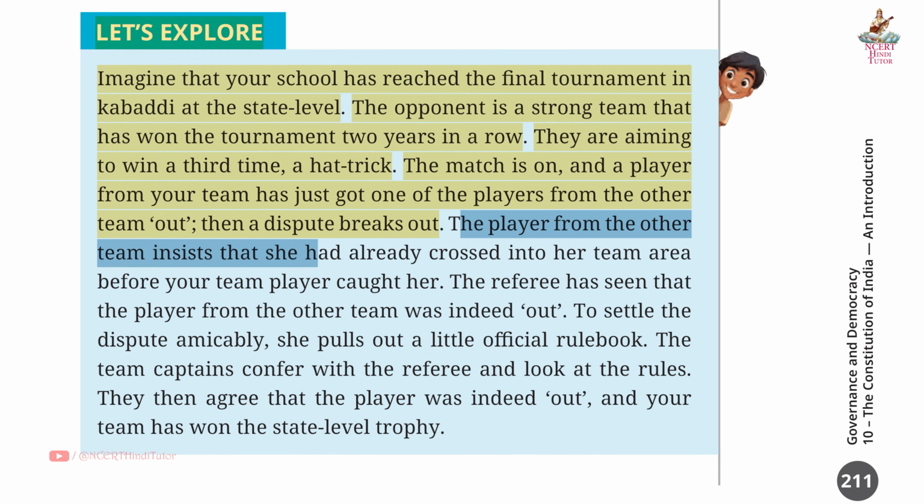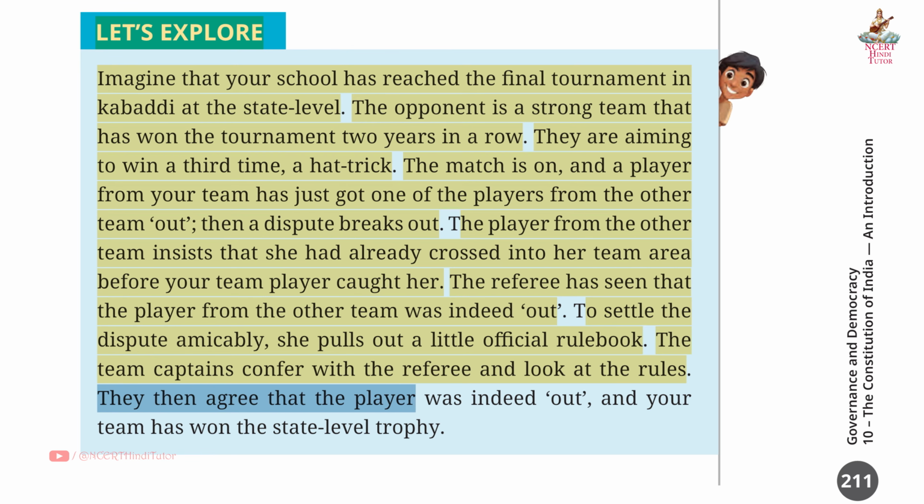The player from the other team insists that she had already crossed into her team area before your team player caught her. The referee has seen that the player from the other team was indeed out. To settle the dispute amicably, she pulls out a little official rule book. The team captains confer with the referee and look at the rules. They then agree that the player was indeed out and your team has won the state level trophy.